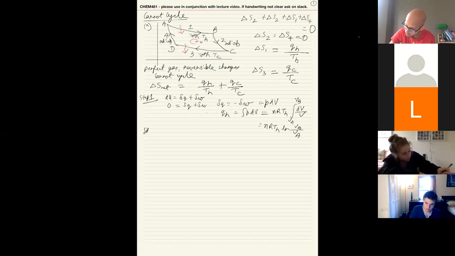By an exactly similar argument, QC is equal to nRTC. Here we went from VA to VB in QH, and in Q cold, the C can be confusing. The C is for cold and also the point C here. Sorry about that, overloaded nomenclature. So QC starts from C and goes to D. So B will become D: ln VD by VC.